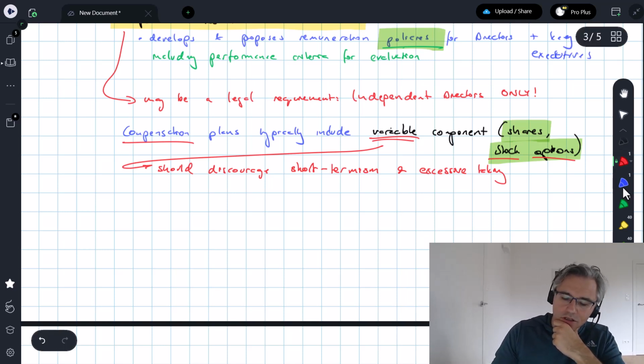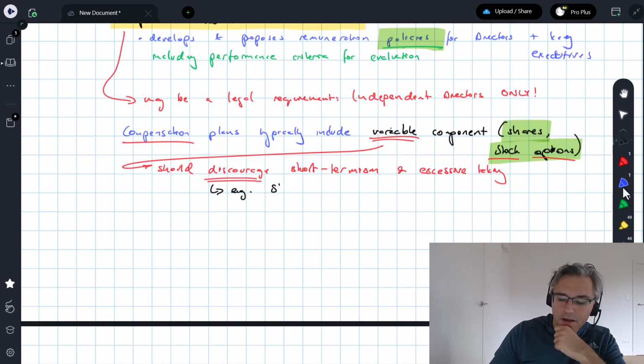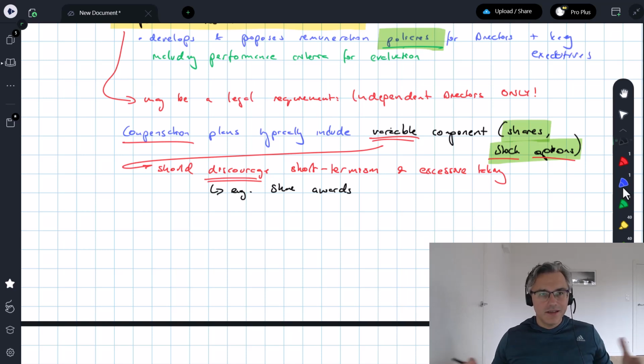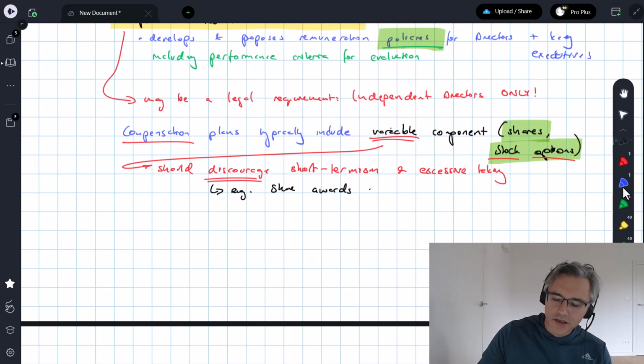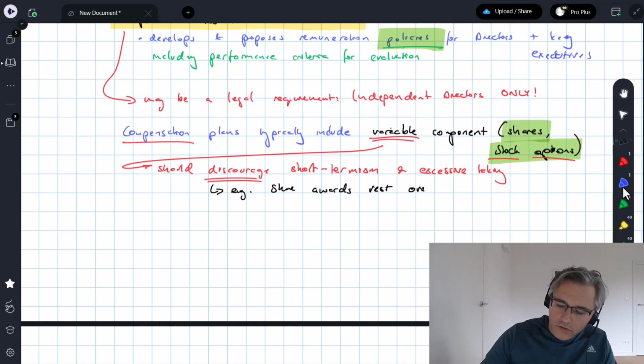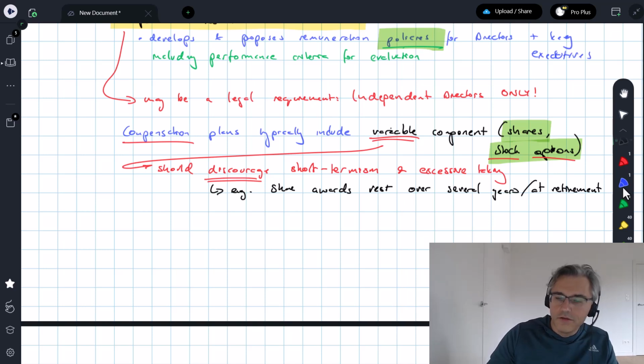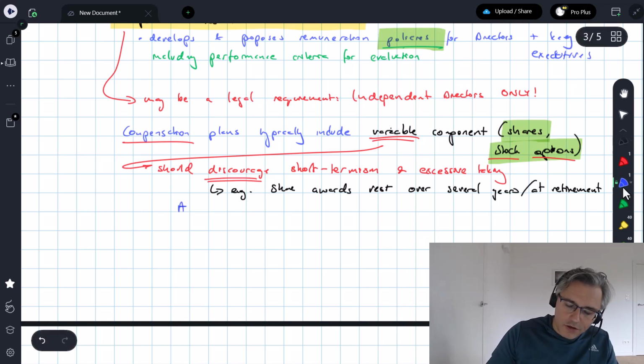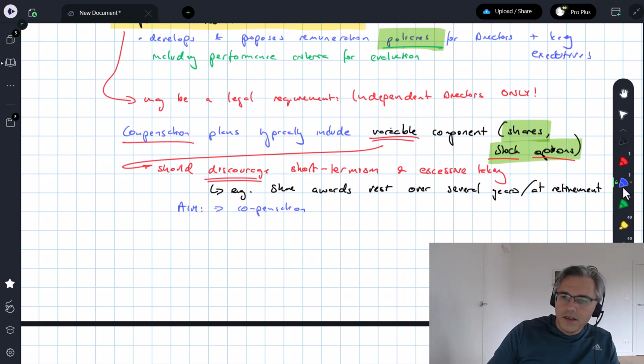So in order to discourage short-term thinking and excessive risk-taking in the short term, very often these share awards or option awards have a vesting period, i.e. they're not immediately exercisable, or you can't really get those options, those shares yet. They vest over a period of several years. Sometimes they vest only when the executive or the director retires, and the aim of such deferral or delay is that this compensation is, like I said, delayed until those long-term objectives of the company are reached.